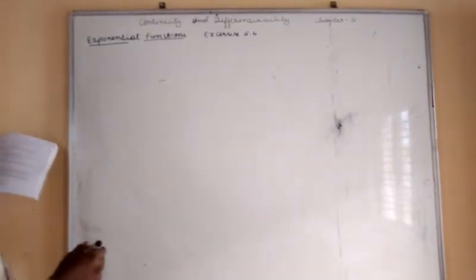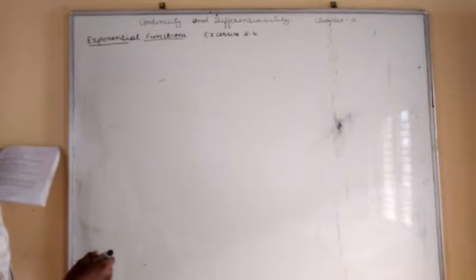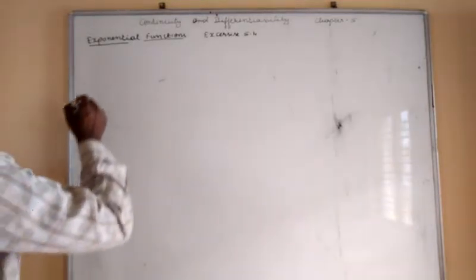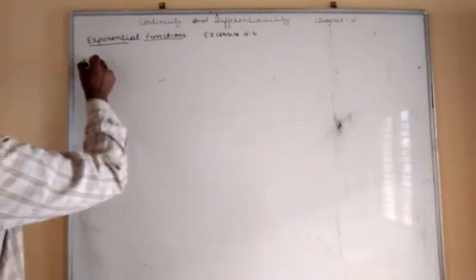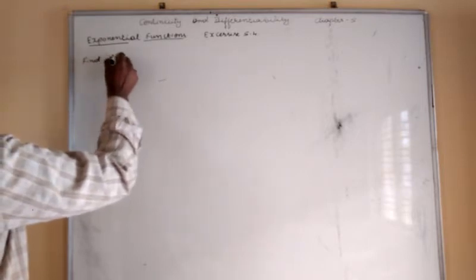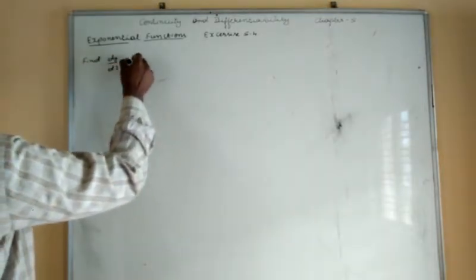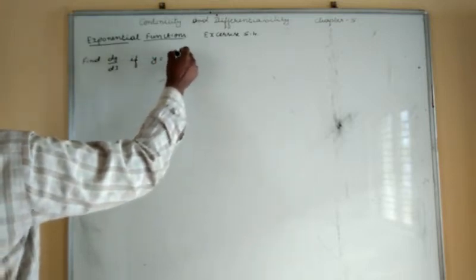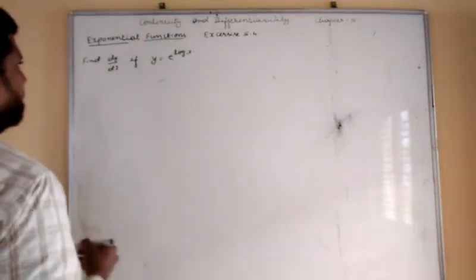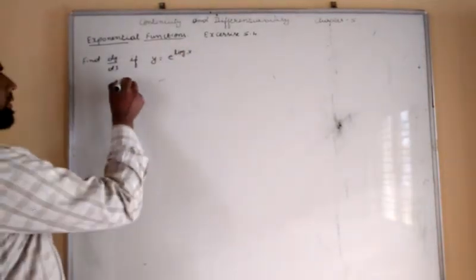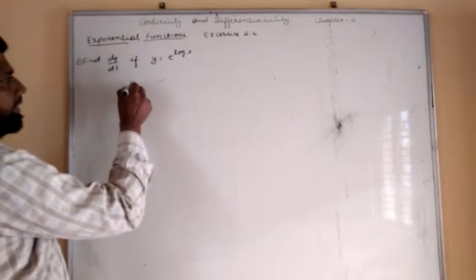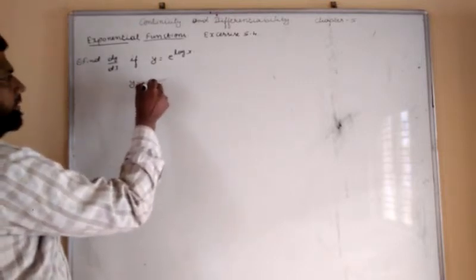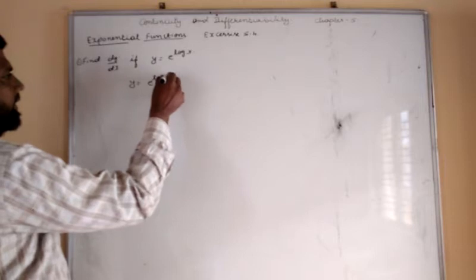Okay, let us take the first problem. Find dy by dx if y is equal to e to the power of log x. By seeing this problem, y is equal to e to the power of log x. In the place of x here, log x is there. So we can say that it is a chain rule.